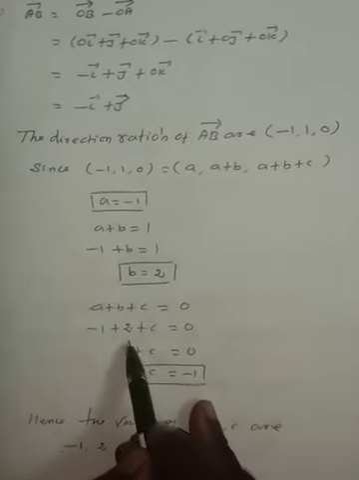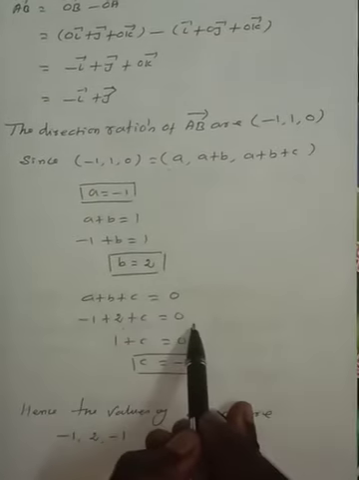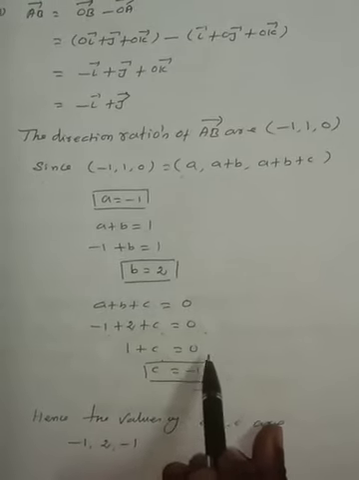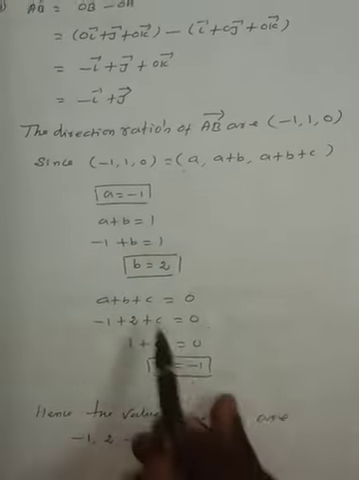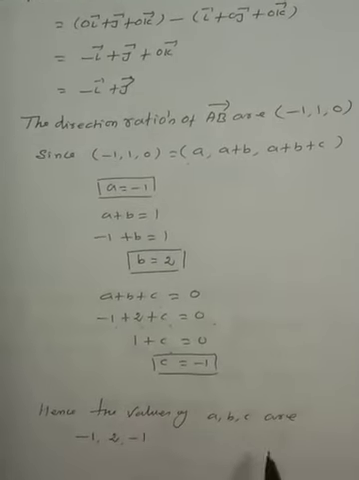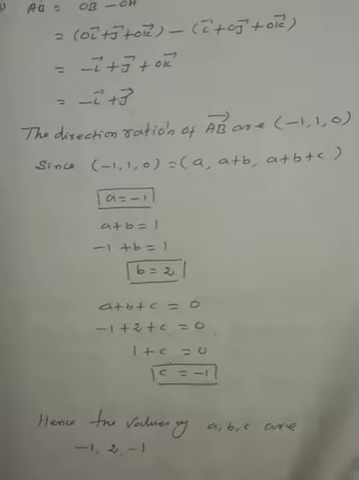Then equating the third term, we have A plus B plus C is equal to 0. A is minus 1, B is 2, so C is equal to minus 1 from the right-hand side positive 1, then minus 2. 1 minus 2 is minus 1. So C is minus 1. Hence the values of A, B, C are minus 1, 2 and minus 1.